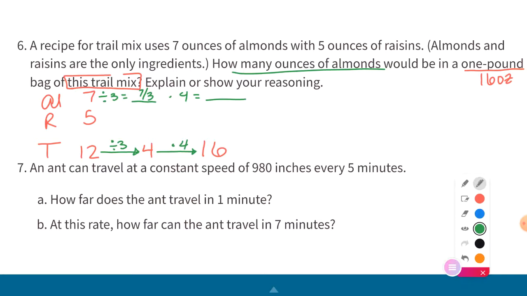Okay. So 7/3 times 4. That's a little bit harder, but we can still go out to the side. That would be 28/3. When you divide it out, what would you get?